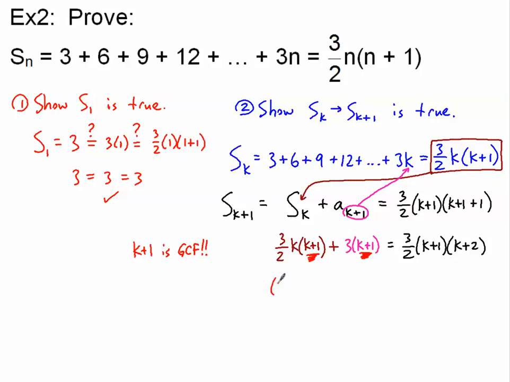What I mean is I can pull this GCF, this k plus 1, out from both of these terms. I'm going to factor it out like a GCF. I know we don't usually factor out binomials, but we can, as long as they're the same. The 3 halves k would be left from the first term plus the 3 from the second term. Okay, so we're getting close.